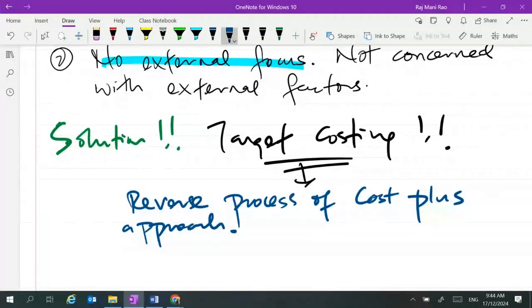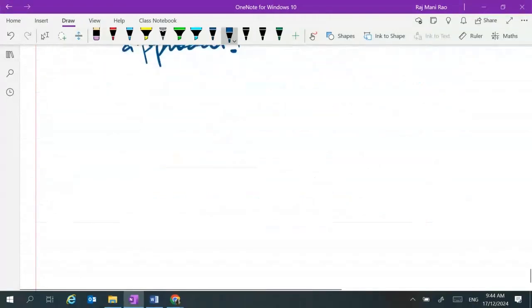Cost, get the cost, then what? Add the profit, then we get the selling price. So what is the reverse process? We start with the selling price, then work all the way out to cost. Because normally we start with the cost, then add the profit, then get the selling price. Now we go backwards. Get the selling price, identify the profit, determine the cost. Okay? So these are the steps.